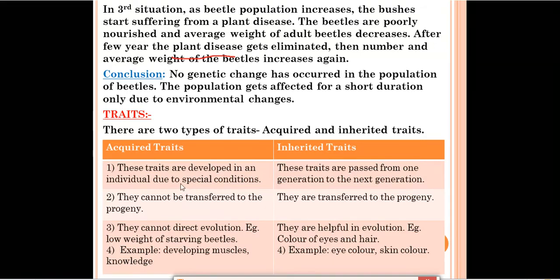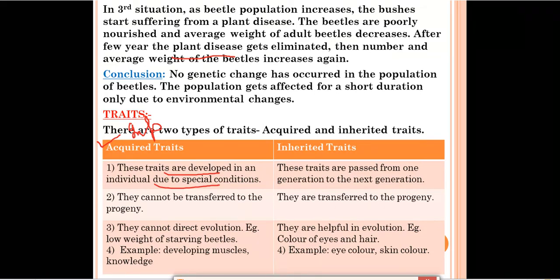Now we'll discuss the differences between acquired traits and inherited traits. This is a very important section. Questions are asked from it. Write the differences between inherited and acquired traits. The first point is, these traits are developed in an individual due to special conditions. So these traits are developed during the lifetime because of some special condition.